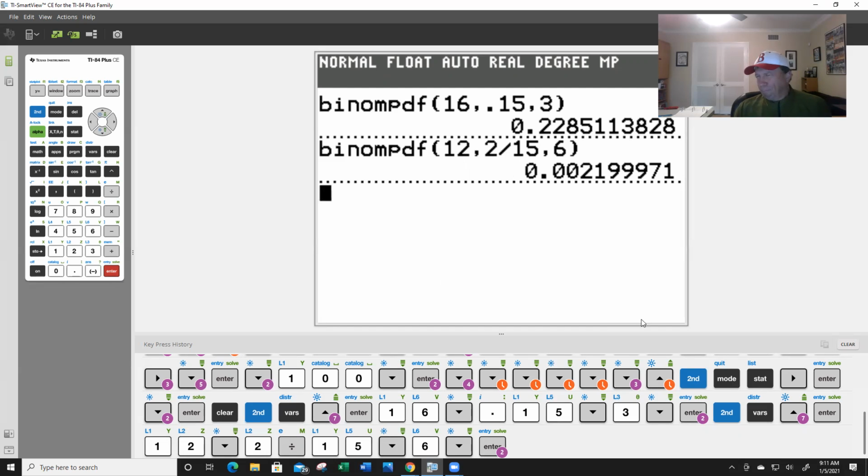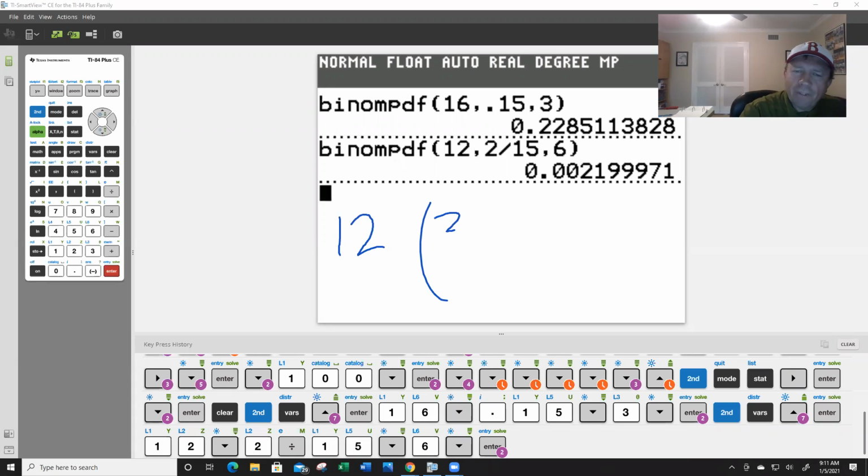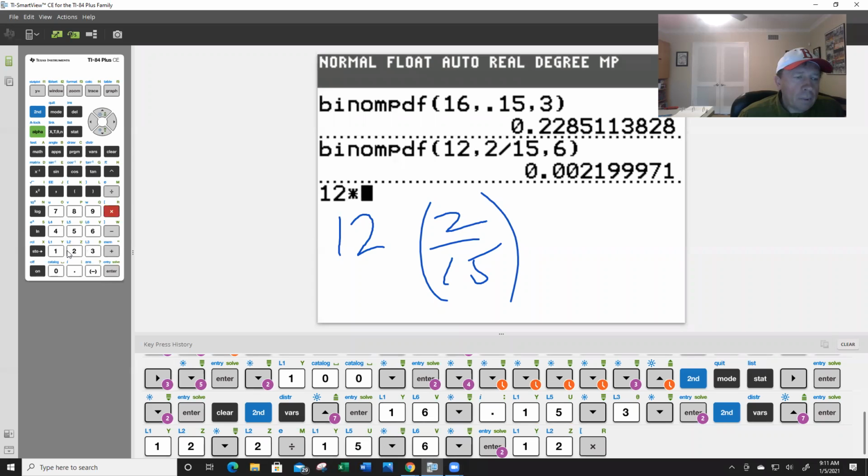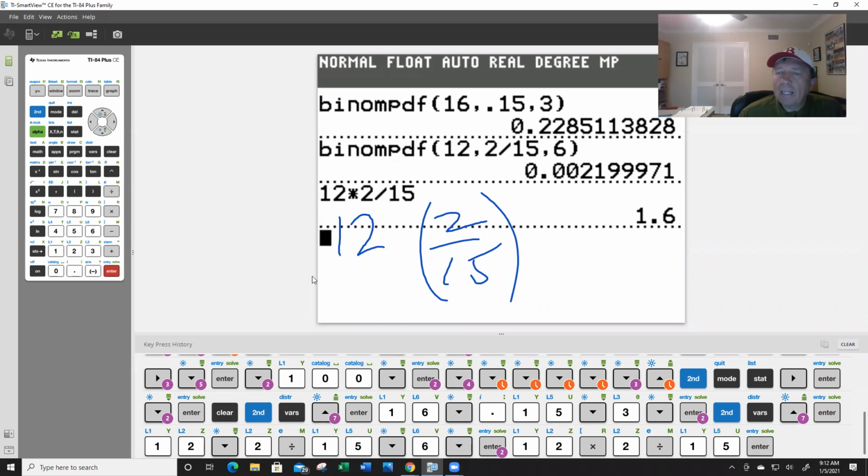If you think about it, what's the expected number on this one? I'm going to do this real quick. So you have 12 accidents at a 2/15 rate, right? So I'm going to go 12 times 2 divided by 15. We're expecting about 1.6 of the 12 accidents to be DUI related. We're asking for exactly 6. That's a pretty big gap between 1.6 and 6. So that's why the probability is so low. It's a less than 1% chance this would happen.